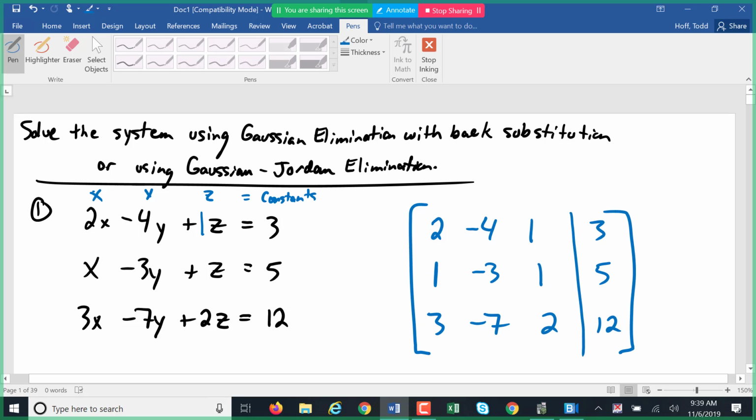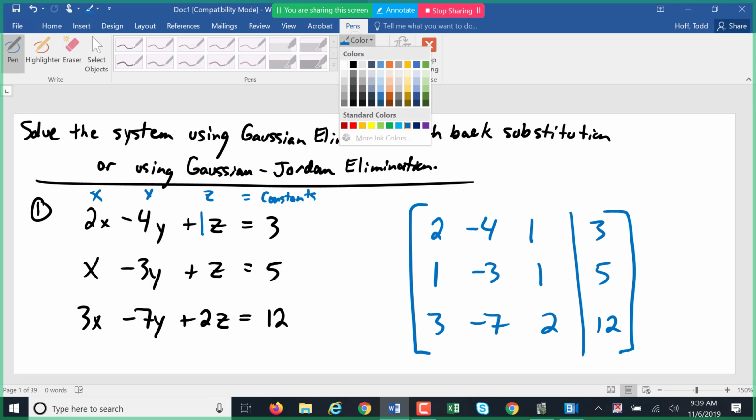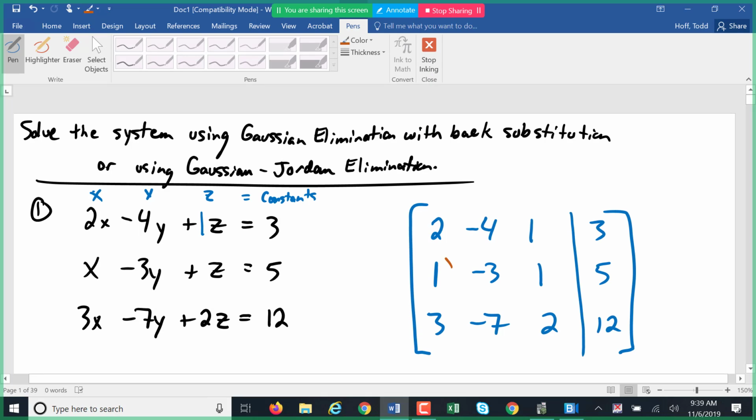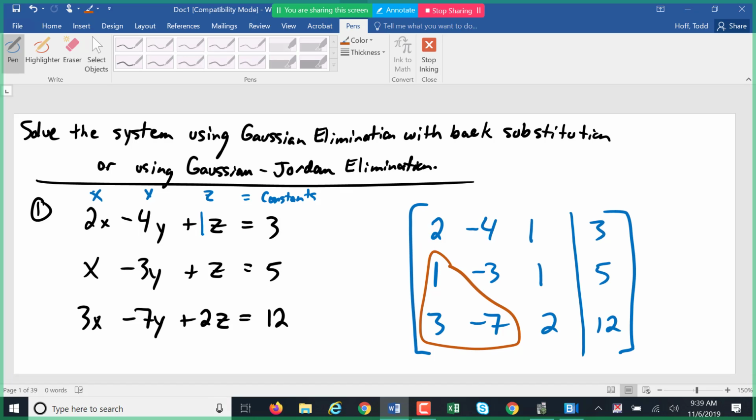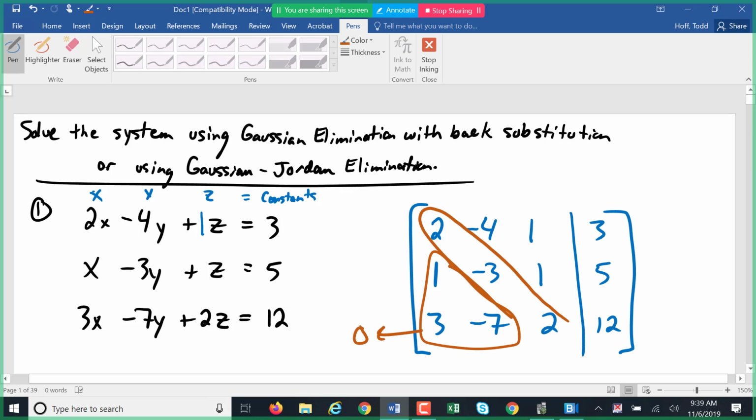For Gaussian elimination, I need to do two things. I need to make all of these equal 0. Those three there, they're to the lower left side of the diagonal. Those have to be 0. The numbers on the diagonal here have to become 1. Everything else in the matrix doesn't matter. That's for Gaussian elimination with back substitution.